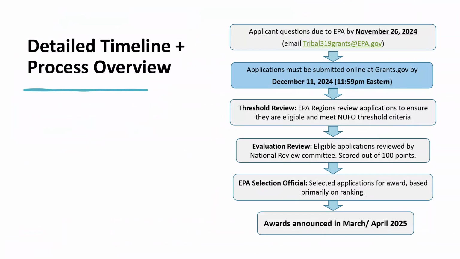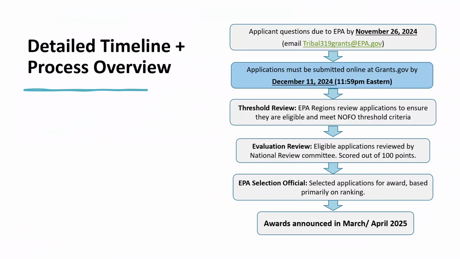And then it will go through the review processes. So this threshold review is where your regional points of contact will review the application, make sure you're proposing eligible activities, make sure there isn't anything that would disqualify you. And once you pass that, most applications pass that, usually there's no issues. Then it will pass on to the evaluation review stage, in which there's a review panel that will score your application out of 100 points. And we'll talk about those criteria in a minute.